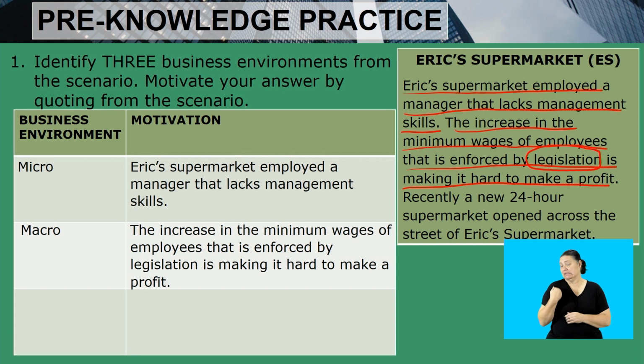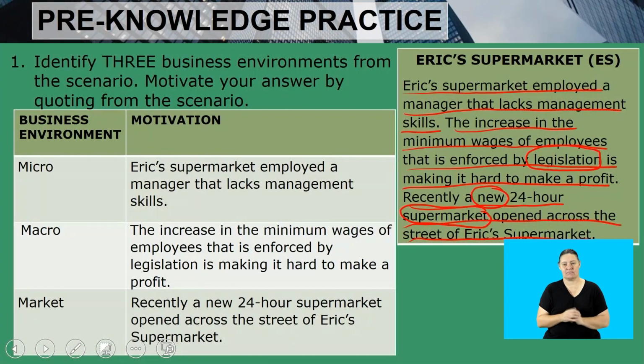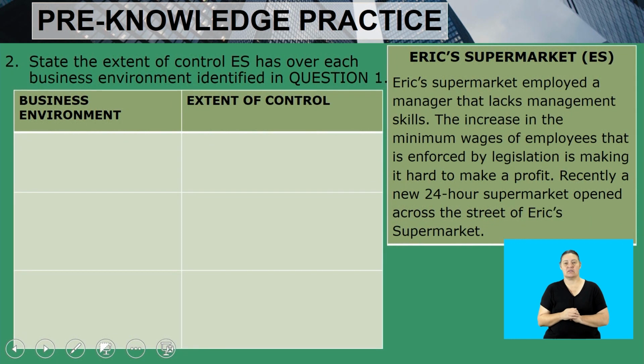Now we look at the last statement, which says, recently a new supermarket opened across the street of Eric's Supermarket. Now, this new supermarket is a threat to the business. And where do we find competitors? We find competitors under the market environment. There we go. Now, let's move on to the second pre-knowledge practice question.